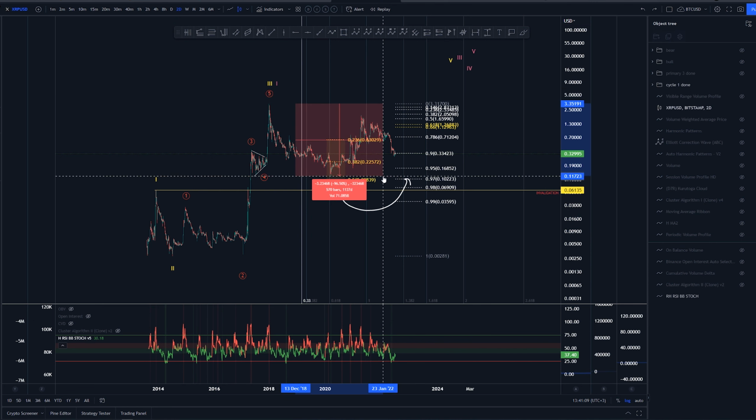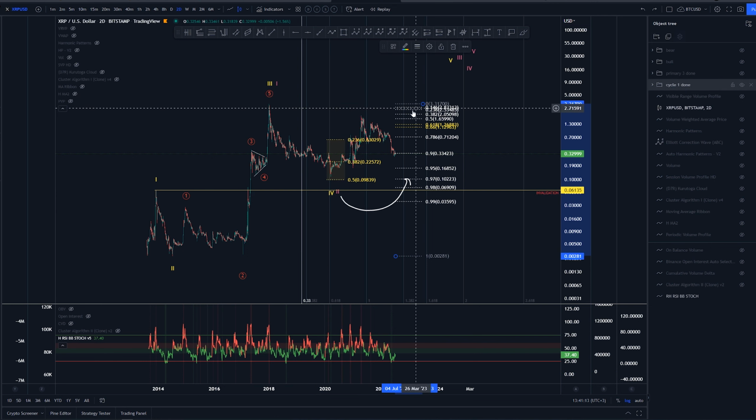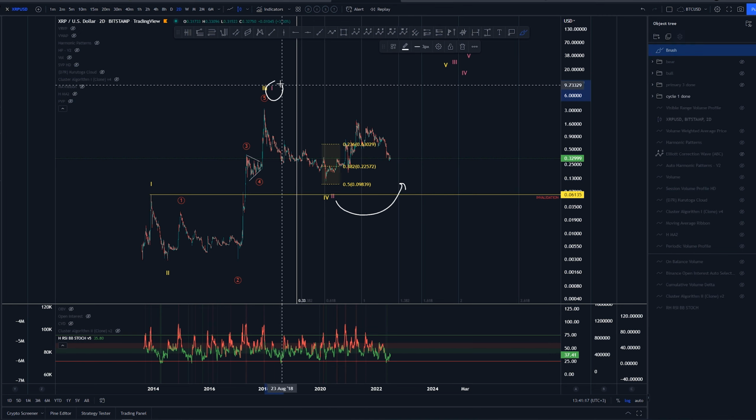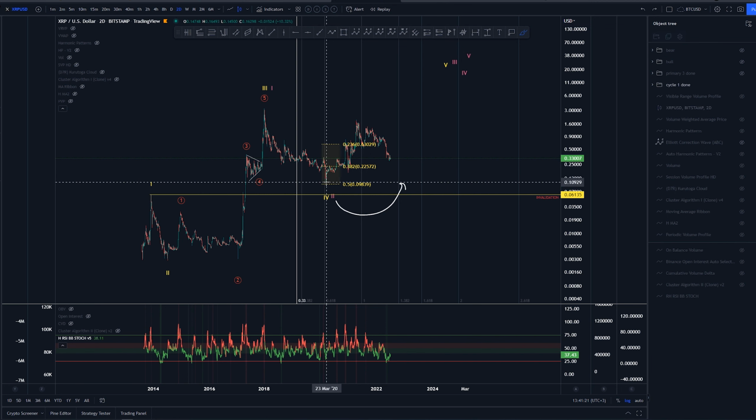Now what I don't like about this yellow wave 3 up here is how much it retraces downwards, as we see here, around 96%, which is definitely not common for wave 4s to do. So instead I do prefer this as a wave 1 and wave 2.